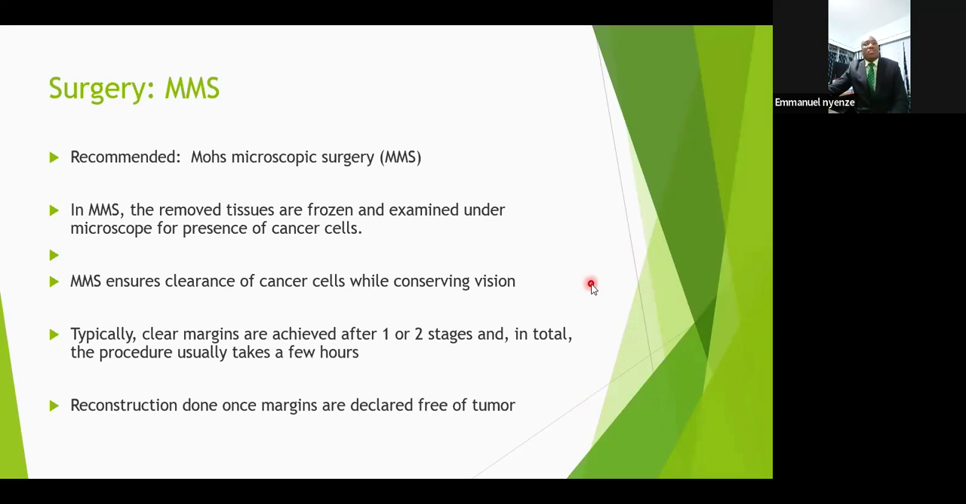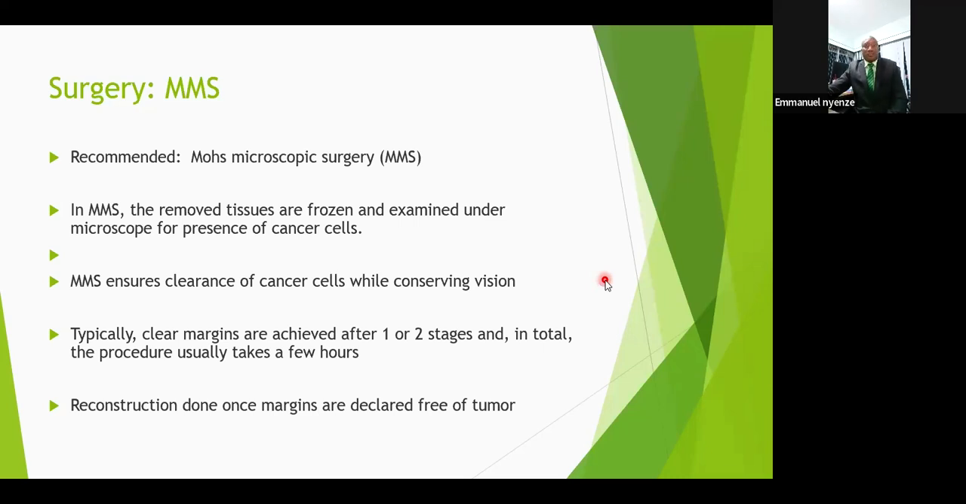There are two main types of recommended surgeries for eyelid malignancies. One of them is Mohs microscopic surgery. In Mohs surgery, the Mohs surgeon is the one who excises the lesion. They remove the big lesion, but the margins, they keep removing the margins and freezing them and examining them under the microscope to see whether the margin is free of tumor. They do that until they get a free margin.